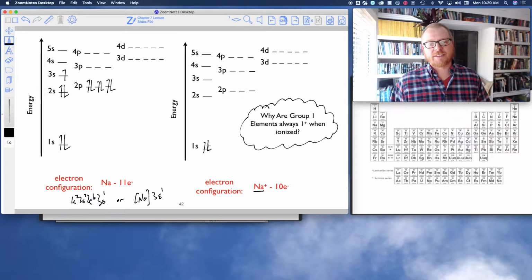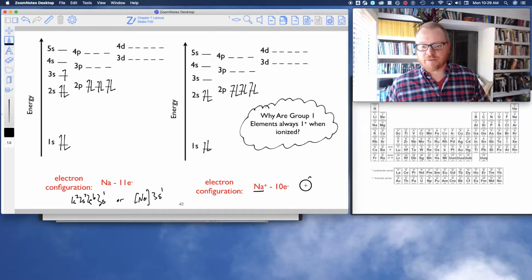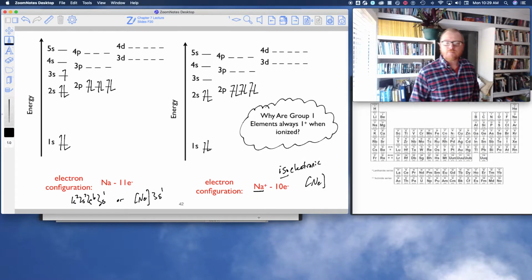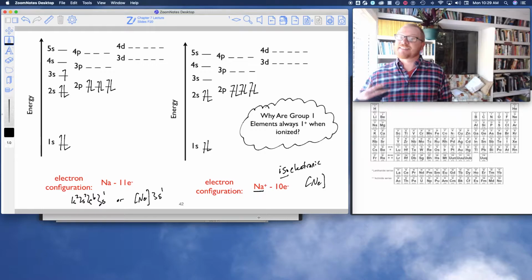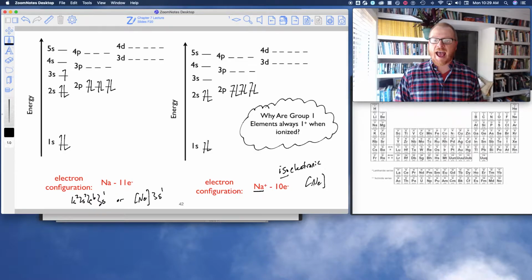It's going to go 1s2, 2s2. So there's 1, 2, 3, 4, 5, 6, 7, 8, 9, 10. Okay? So the electron configuration of sodium plus is the same as neon. We call this isoelectronic. Iso means the same. So sodium plus has the same electron configuration as neon, the noble gas.